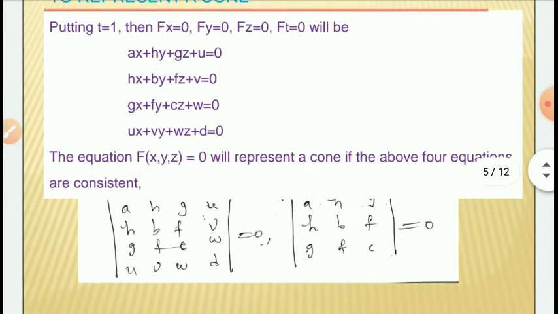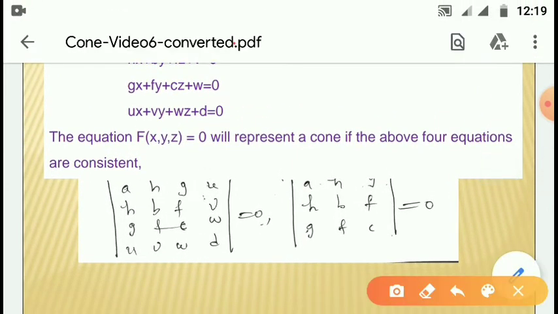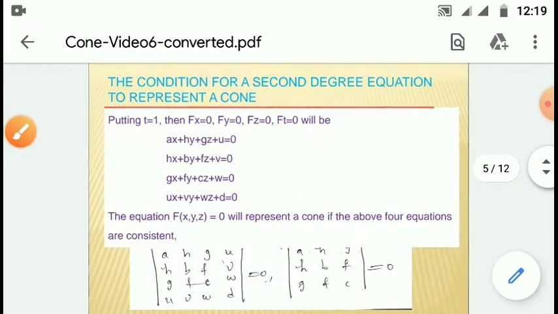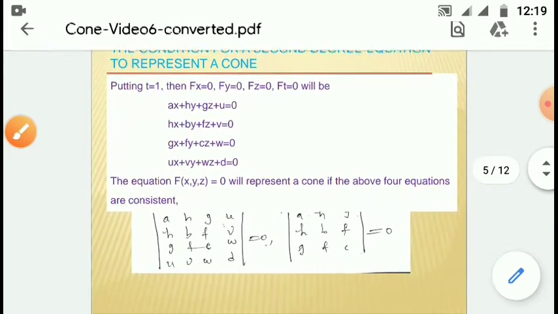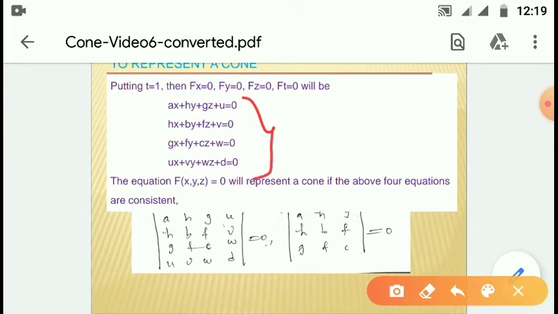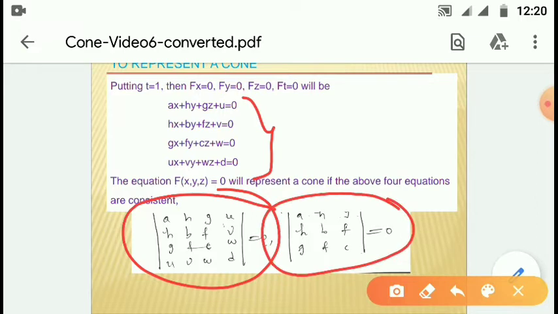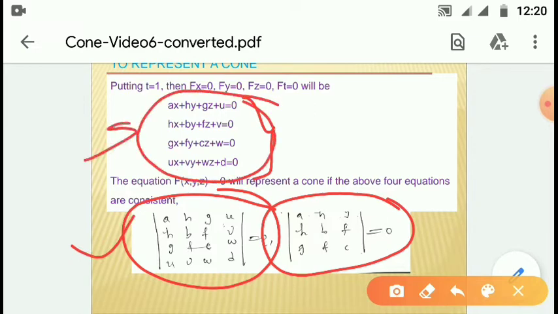So the condition for consistency of these 4 equations is that the determinant of the coefficients of the 4 equations will become 0, and also the determinant of AHG, HBF, GFC is equal to 0. These are the conditions so that these 4 equations are consistent.